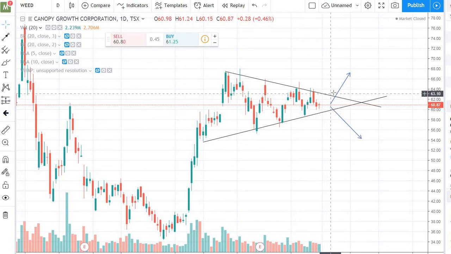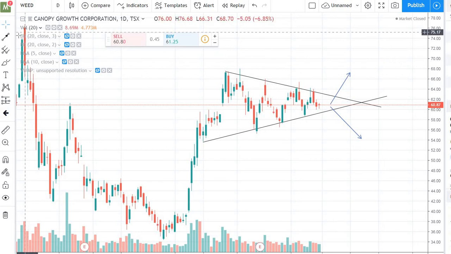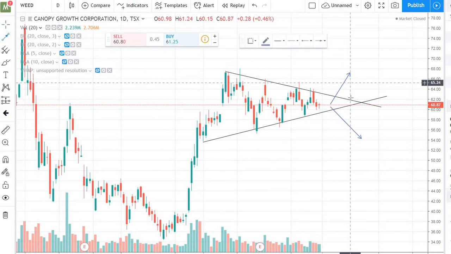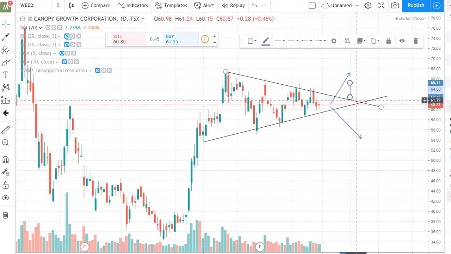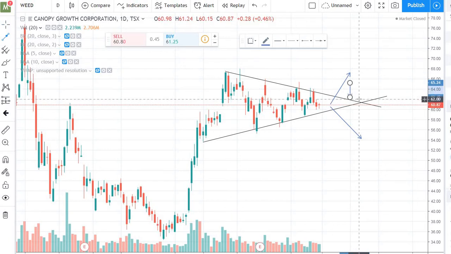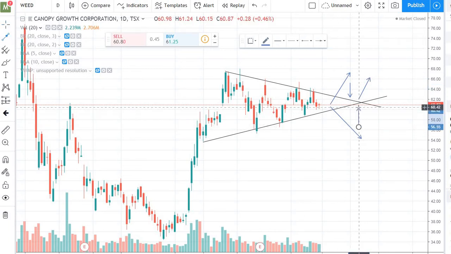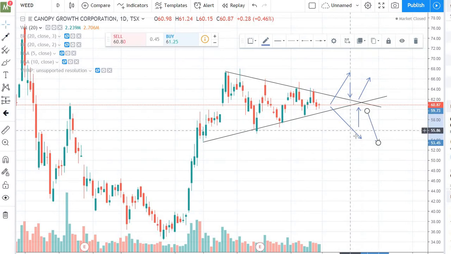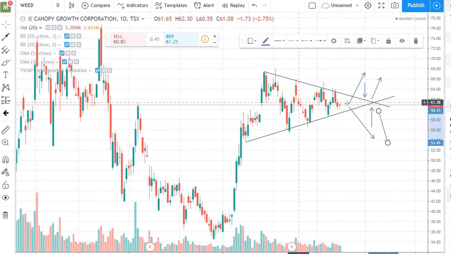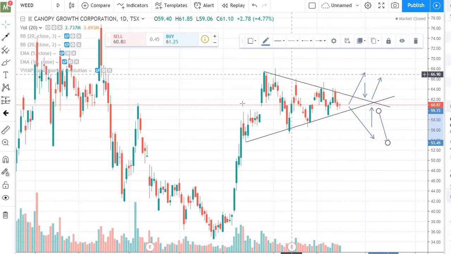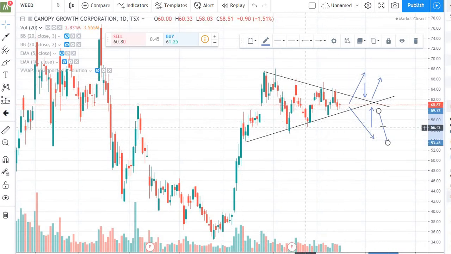So it's going to break out. Ideally, you want it to come back and back test the downtrend line and then continue upwards. Or conversely, we want it to break outside downwards, come back and back test, and then continue downwards for a short position. So there's that, and then we'll draw some support and resistance lines here. So there's the flag that you guys can look at.